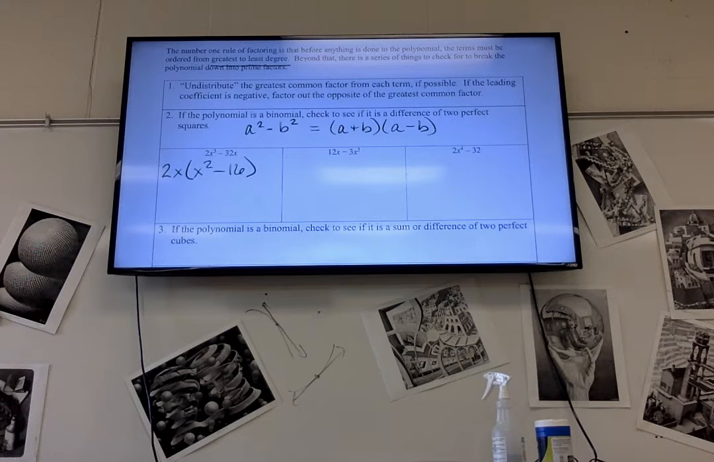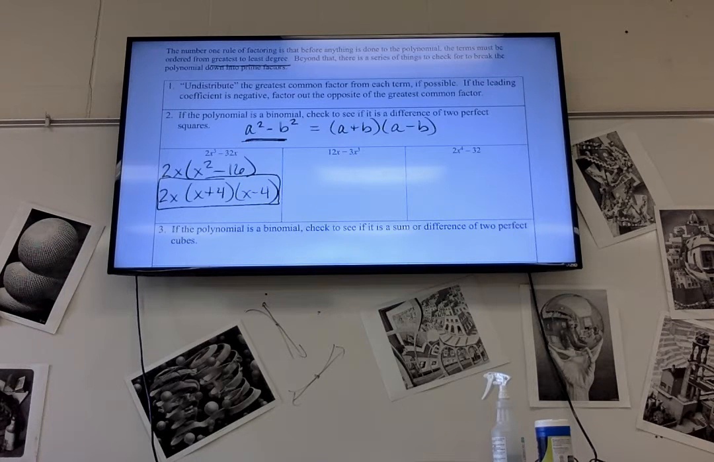Then we look at that and we see it's a binomial. Now, is it a perfect square? Yes, both of those I can take the square root of. What's the square root of x squared? X. What's the square root of 16? 4, yeah. So 1 is a perfect square, because the square root of 1 is 1. 4 is a perfect square, because the square root of 4 is 2. 9 is a perfect square, because the square root of 9 is 3, and so on. So x plus 4, and then x minus 4. Nothing else we can do with that, so we're done.